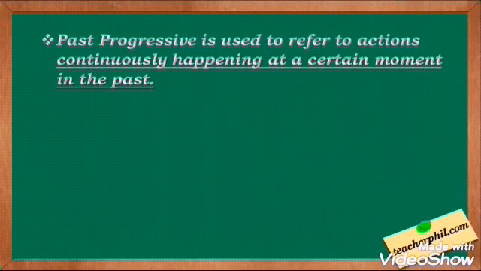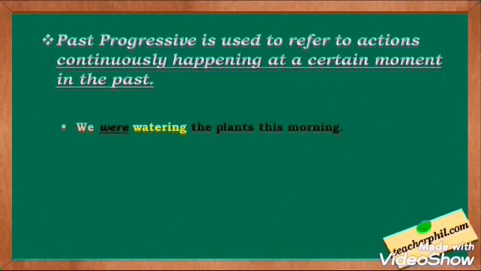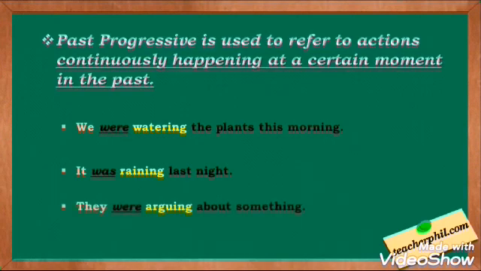The past progressive tense is used to refer to actions continuously happening at a certain moment or a certain time in the past. This is the first use for the past progressive: action that was happening at a certain time in the past. For example, when we say, we were watering the plants this morning. It was raining last night. They were arguing about something.